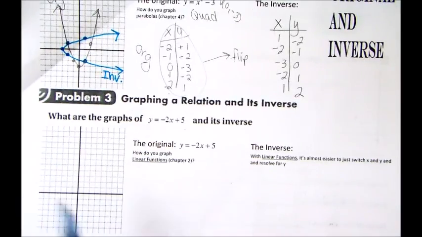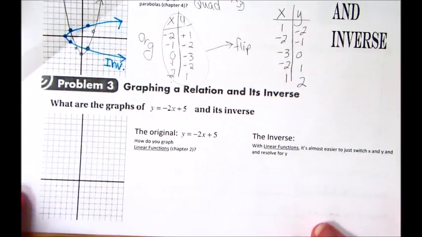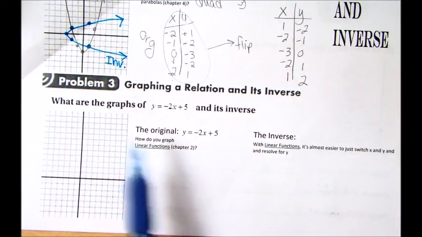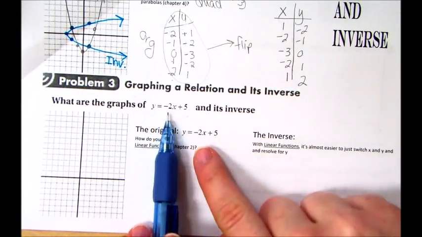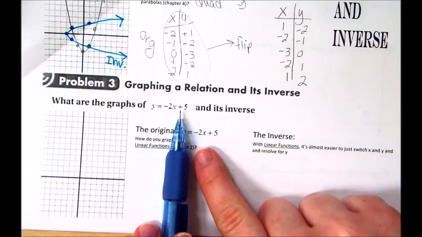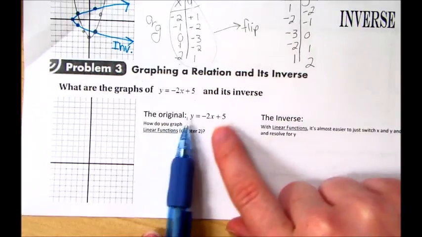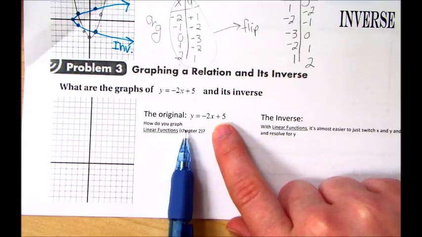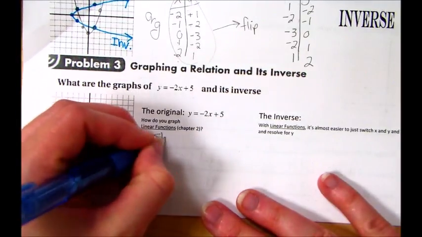All right, now we're going to do one more graphing one, but this time the graphing is going to be with y equals mx plus b's instead of with quadratics. Okay? Hopefully you'll find that a little bit easier. So if y equals negative 2x plus 5, we're going to find its inverse. The original. I hope you remember that this is linear, which means it just makes a straight line.